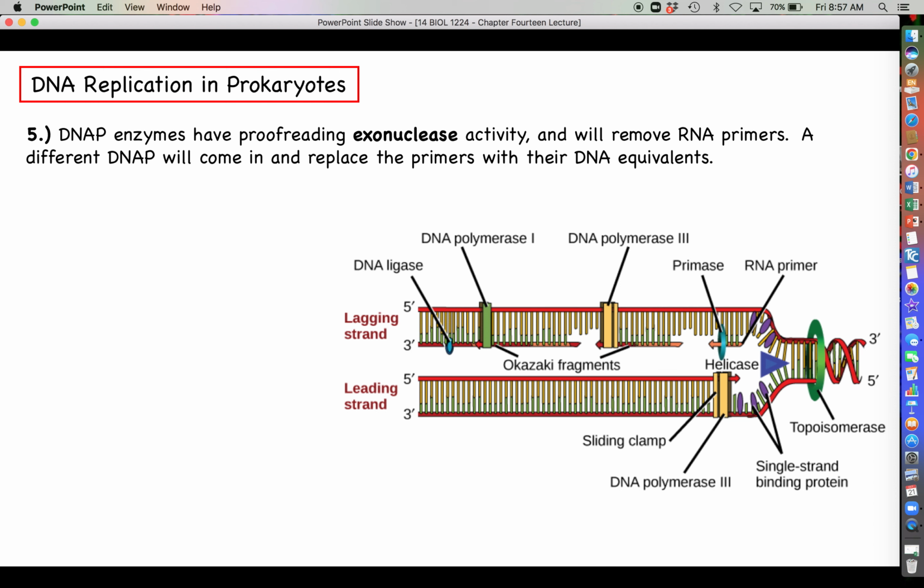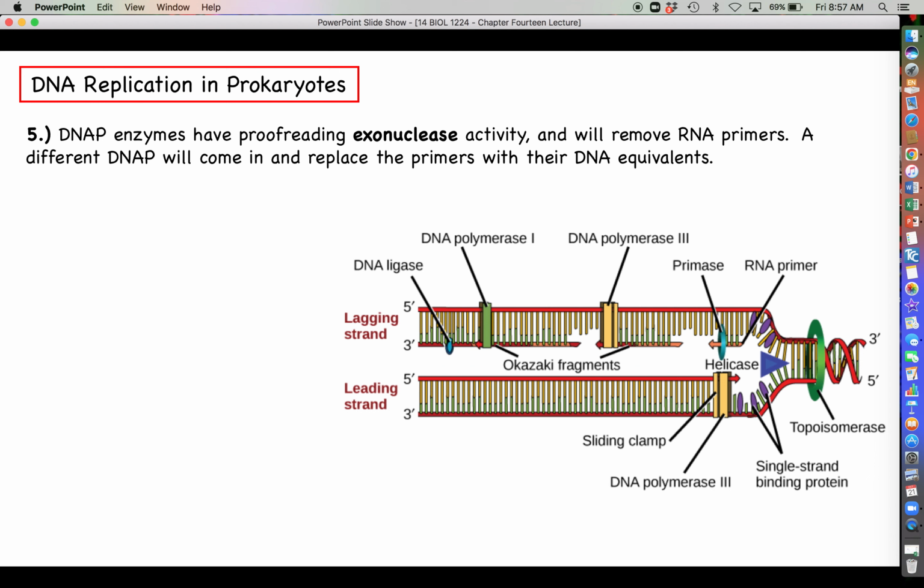Okay, so another thing to consider is that DNA polymerase enzymes have what is called proofreading exonuclease activity. We talked before in Chapter 10 and Chapter 11, especially when it comes to mitosis, that it's really important that we replicate the DNA faithfully. So basically what DNA polymerase does is it's fairly accurate. It usually does a pretty good job of laying down the correct nucleotide so that it's complementary to what's on the template strand. But every now and then it will make a mistake.